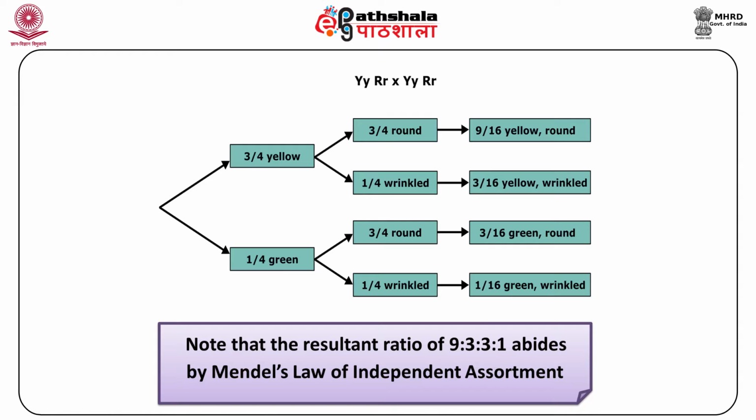The next probability will be of 1 by 4 being green in color. So, if in this we have 3 by 4 round, it means they will give a total probability of 3 by 16 being green and round, and if we have 1 by 4 wrinkled, then the total probability will be 1 by 16 green and wrinkled. Note that the resultant ratio will be 9:3:3:1, which abides by Mendel's law of independent assortment.